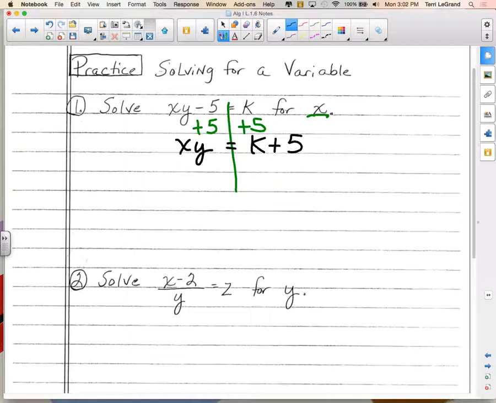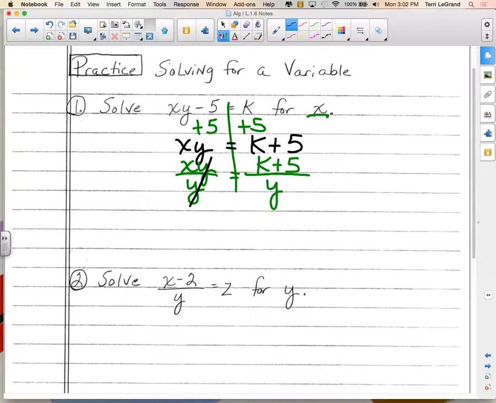Same thing we would ask ourselves if there were a whole bunch of numbers involved here and the only thing in this equation was an x. We would say x is being multiplied by y, so we're going to divide by y. So we're going to divide both sides by y. Okay, we'll divide both sides by y. So we'll do it this way first. We'll do the other way too, but we'll do it this way first. Divide both sides by y.